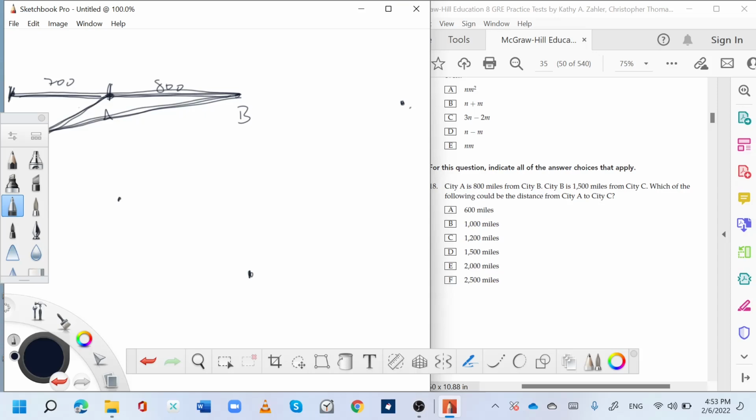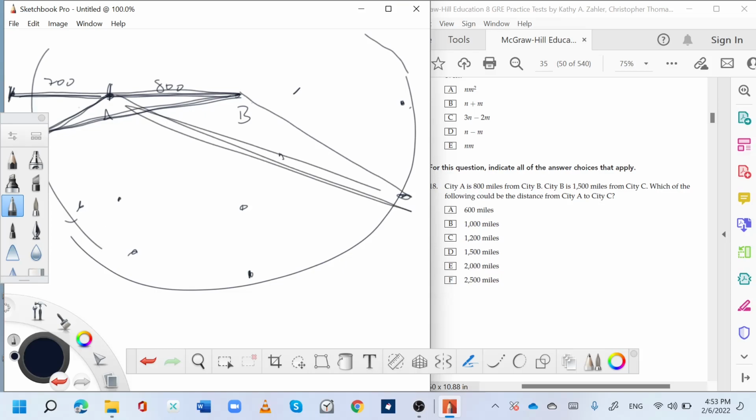Could it be 1,000 miles? Yeah, why not? Could it be 1,200? Yeah. Could it be 1,500? Yeah, again, it could be anywhere, as long as it's a 1,500-mile radius from B. It could be any of these numbers, depending where on this circle it lands. It could indeed be E, if it's way over here. That could easily be 2,000, but it cannot be 2,500, because if we just drew a straight line, 1,500 plus 800 is 2,300. So it could be B, C, D, or E, but not A or F.